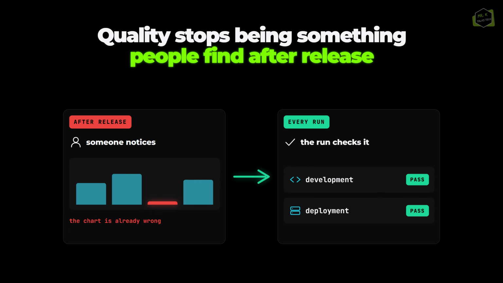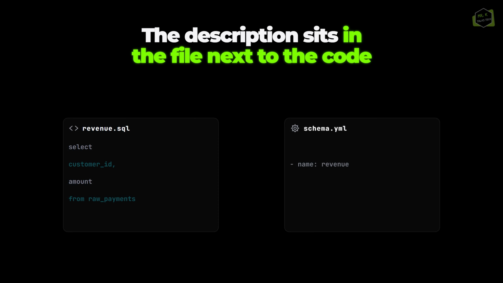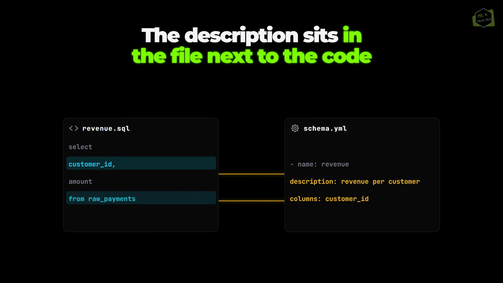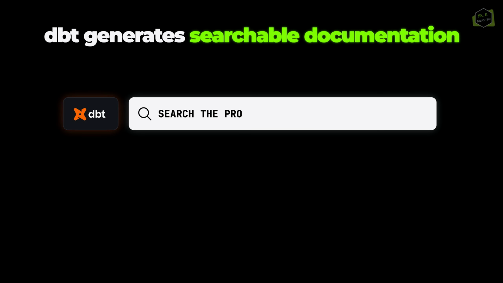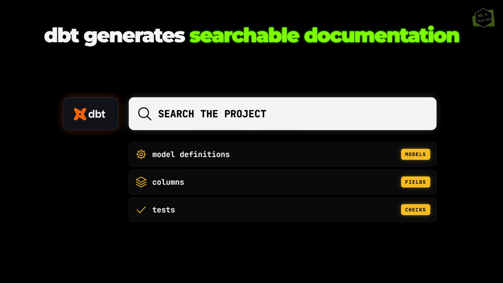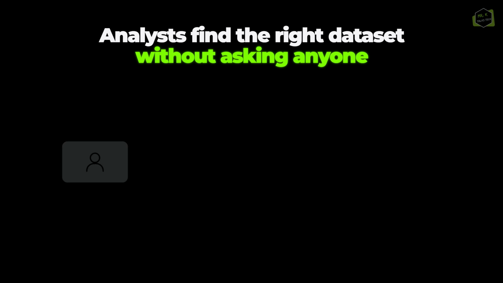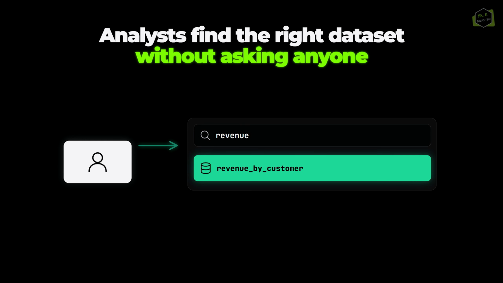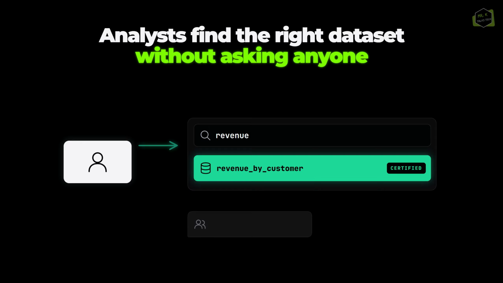DBT also keeps documentation close to the code. Teams can describe what a model represents, explain individual columns, and document where the source data originated. DBT can then generate searchable documentation containing model definitions, columns, tests, and lineage. This helps analysts understand which dataset they should use instead of repeatedly asking the person who originally created it.